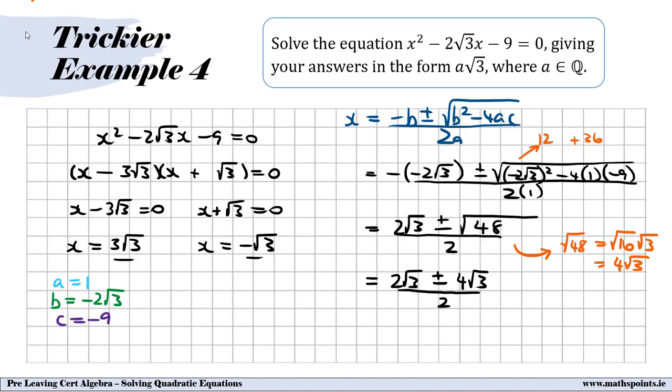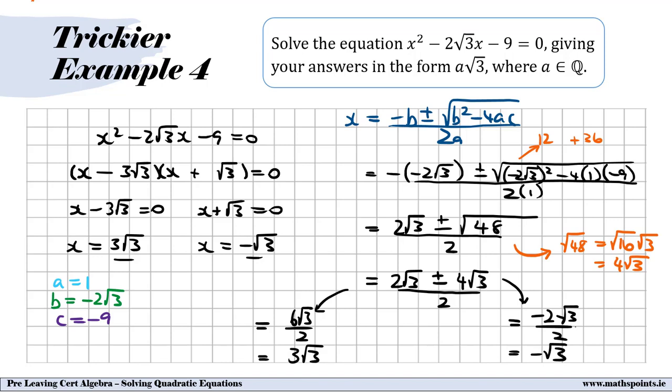I can split it up into two sums now. Over on the left hand side, I'm going to do 2 root 3 plus 4 root 3, which is 6 root 3 over 2, which gives me 3 root 3 as one solution. And on the right hand side, I'm going to do 2 root 3 minus 4 root 3, which is minus 2 root 3 all over 2, which gives me the second solution as minus root 3.